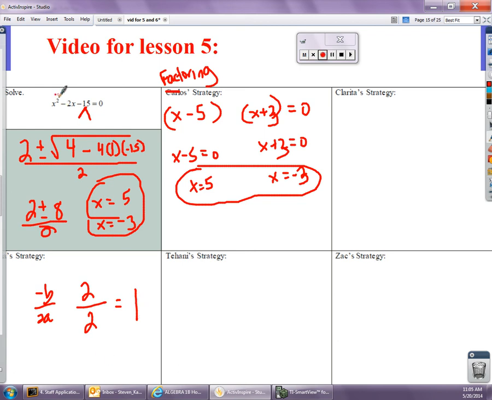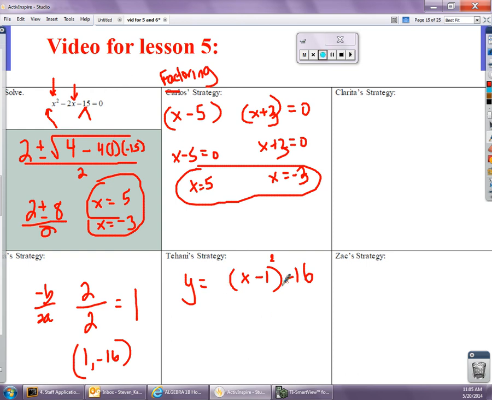And if I plug a 1 back in everywhere that there's an x, I can solve for the y. 1 squared minus 2 is negative 1, minus 15 is negative 16. So our vertex is at 1, negative 16. So I can write it in vertex form as y equals x minus 1, remember, it's the opposite, squared, minus 16. And I can see in front of the x squared the dilation is 1, so I don't need to put anything in front of the parentheses.